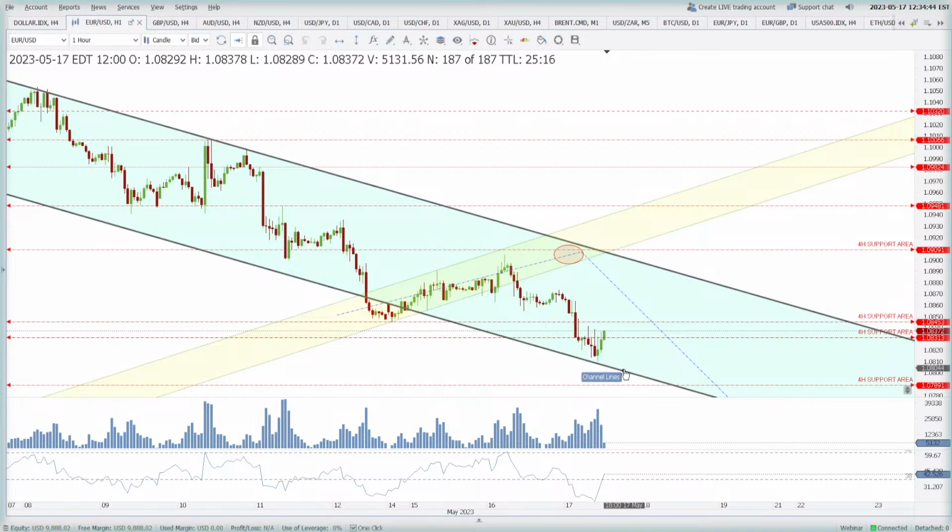So on the way down, you can find horizontal support around 1.0789. And on the upside, you can find horizontal resistance at around 1.08453. And even if you go further north, then you will find a huge resistance around 1.0909 region.